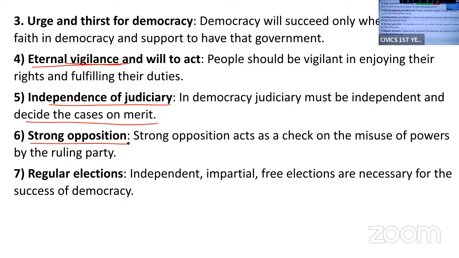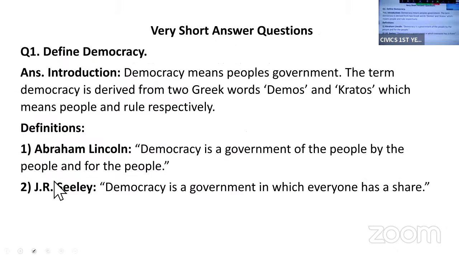The next is strong opposition. Strong opposition will check the misuse of the power by the ruling party. And then is regular elections. Independent, impartial and free election is another necessary condition for the success of democracy. Right? See, when we are saying democracy, the representatives are elected. So for electing the government, elections should be conducted regularly. I hope I'm clear with this.